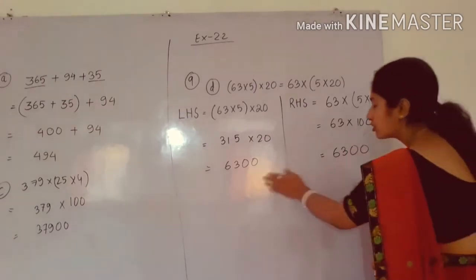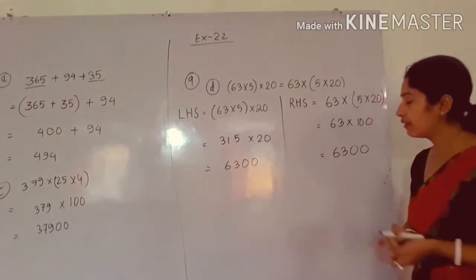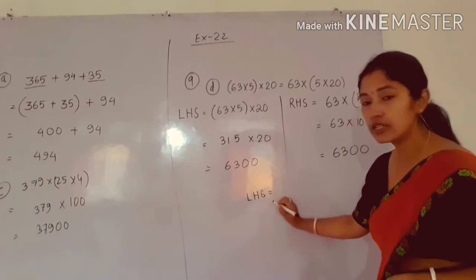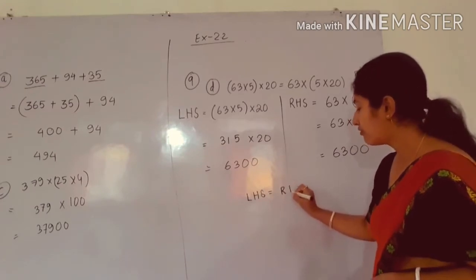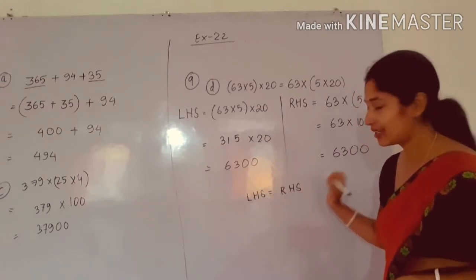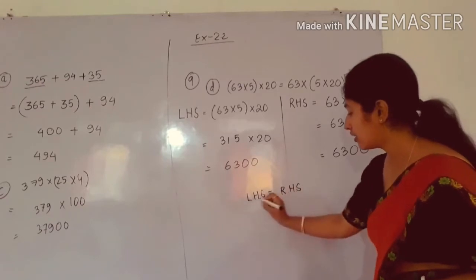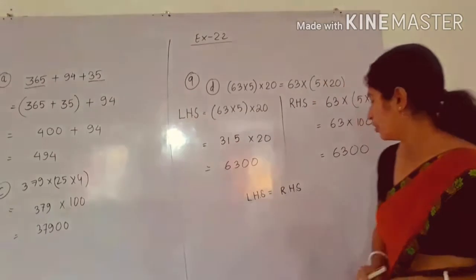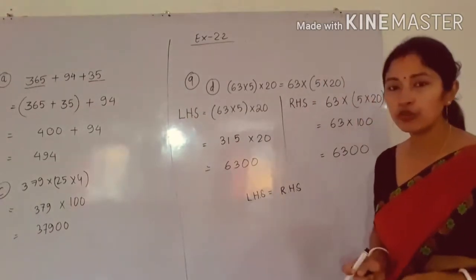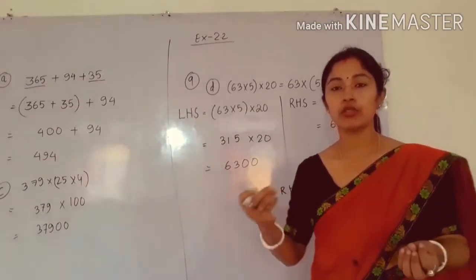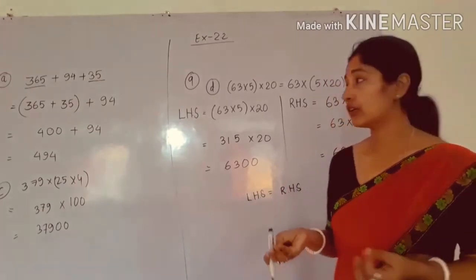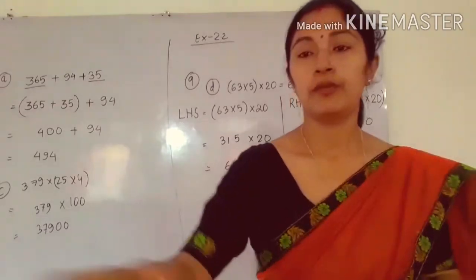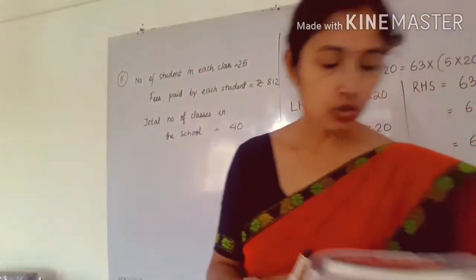So see, both sides are the same. They are equal. So we have to write that the value of LHS is equal to the value of RHS. You have to write LHS and RHS. So that means it is proved that the left hand side is equal to the right hand side. That means the expression is correct. It is true.